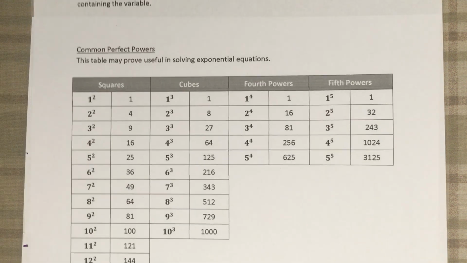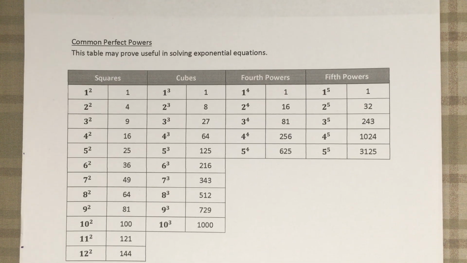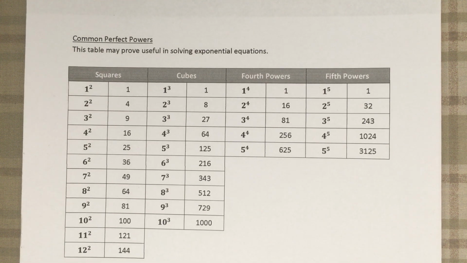At the bottom of this page, this is just a reference sheet, so that as you're working on these problems, it has some common perfect powers. It has our perfect squares listed through 12 squared, cubes, some fourth powers, and some fifth powers. Not that you can't generate some of these numbers on your own, it just might be handy to keep this sheet next to you as you're working through a couple of our examples, and we'll talk about that as we go through these.